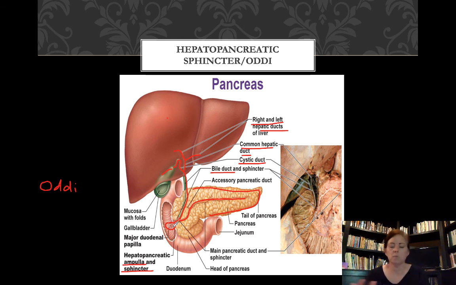Don't get too worried about the details, but just know that at that hepatopancreatic sphincter or sphincter of Oddi is where we have release of bile and pancreatic juices into the duodenum. Okay, I think that's it.